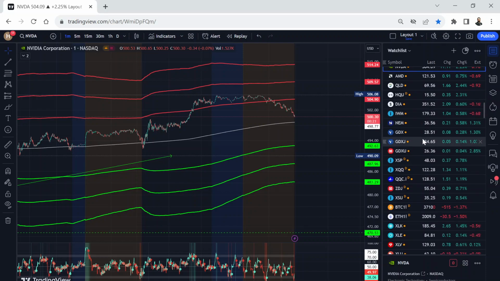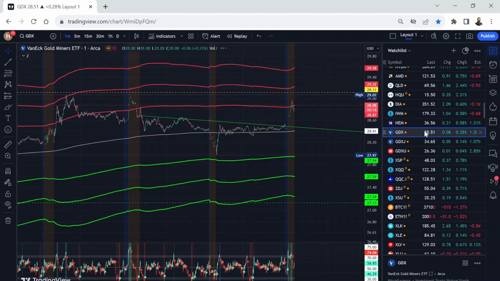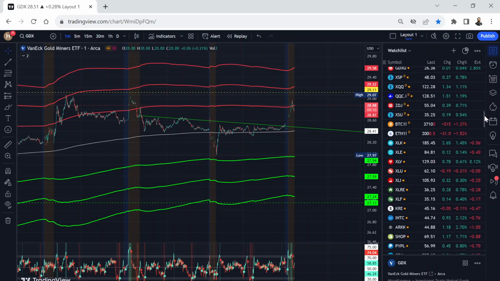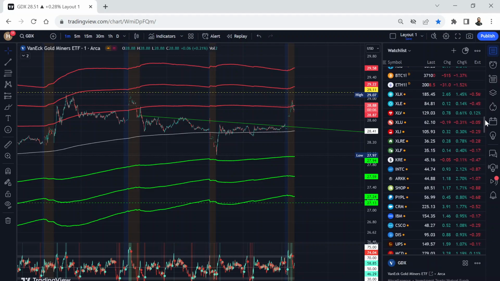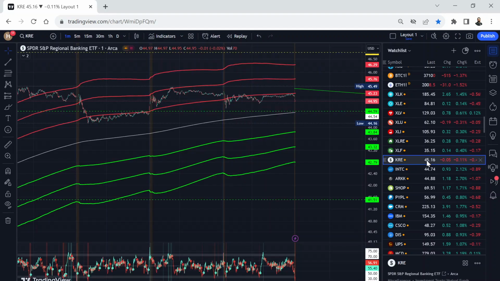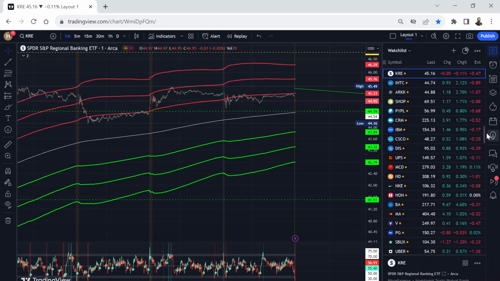Gold miners are pumping. You can see here gold miners massive pump. Came to the buy zone yesterday, now pumping, going towards sell zone. Let's look at individual sectors. Sector wise, I don't see anything interesting here. Just flat. KRE regional bank ETFs still in the sell zone. All of the stocks are pumping.